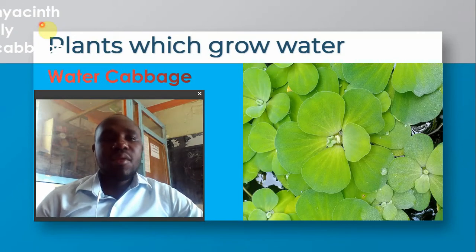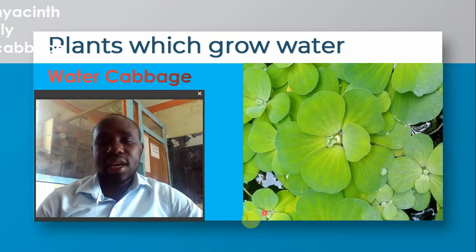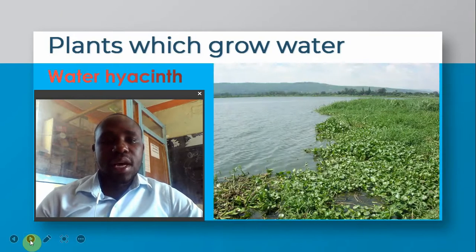Then we have also gotten some plants which grow in water. The first one is called the water cabbage. As you can see in the diagram, they grow on top of water. Another plant which grows in water is called water hyacinth. You find it on the lake, floating on top of water. And if you don't know, and you come and stand there, you will just drown. So this is an example of water hyacinth.